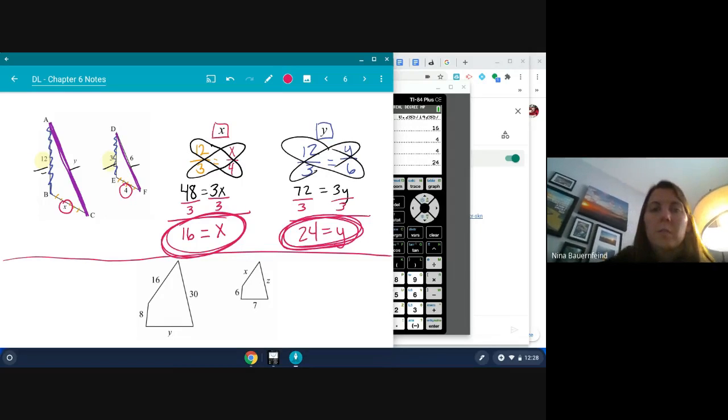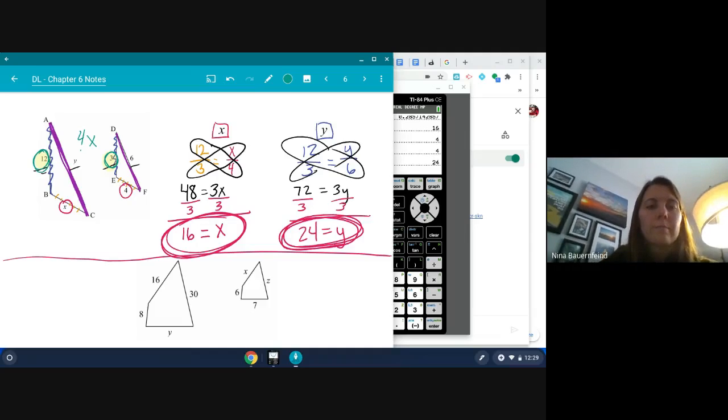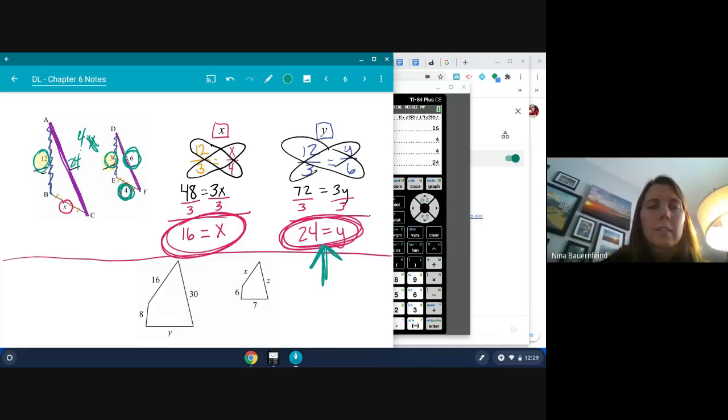You guys might notice something here. If you notice this in your quiz, it'll save you time. But if you take 3 times 4, you get 12. It's called a scale factor. So if you then take 6 times 4, you get 24, which is Y. And if you take 4 times 4, that's 16, which is X.